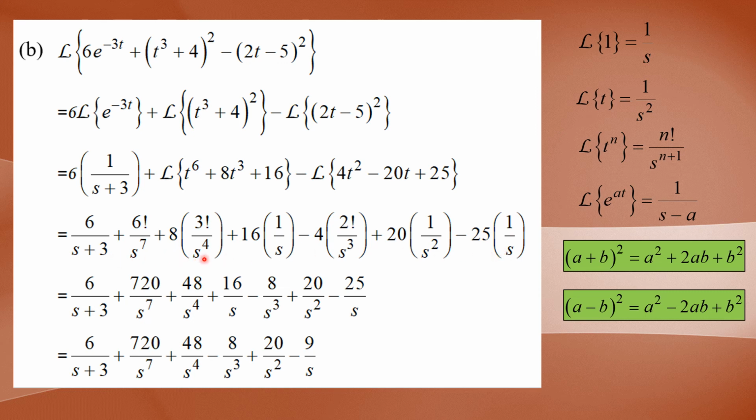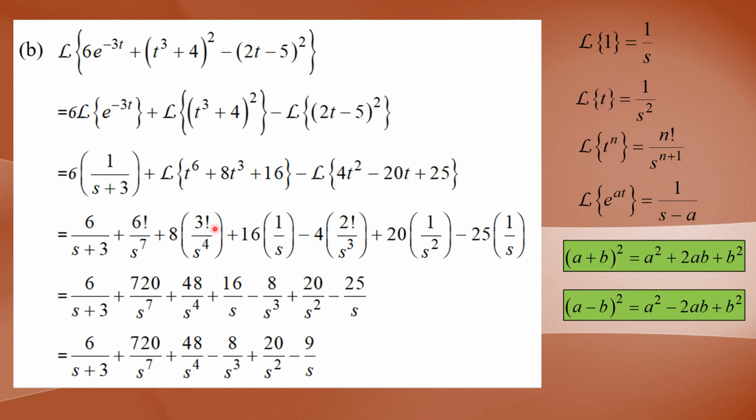So this is the result of the Laplace transform of the given function. We can simplify this expression further. For the first term, we get 6 over s plus 3. Now 6 factorial is the same as 6 times 5 times 4 times 3 times 2 times 1, which is equal to 720. So for the second term, it is 720 divided by s to the power of 7.